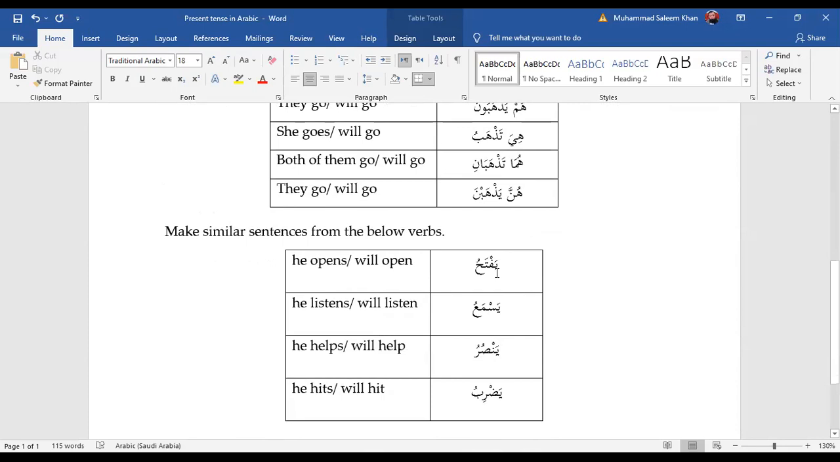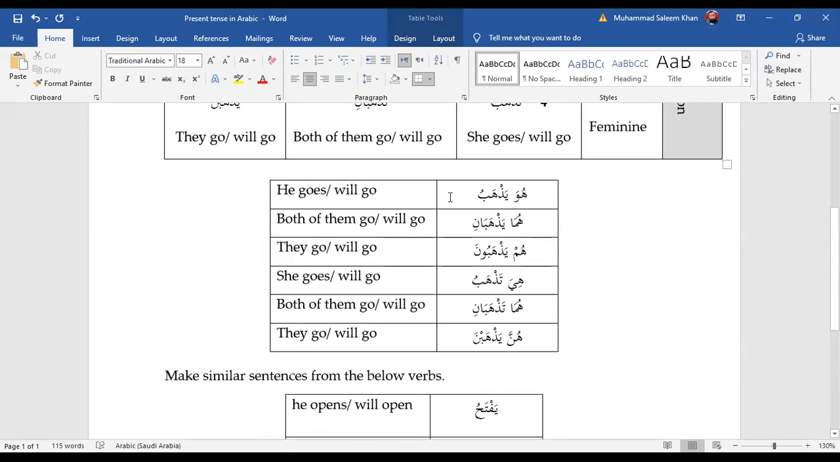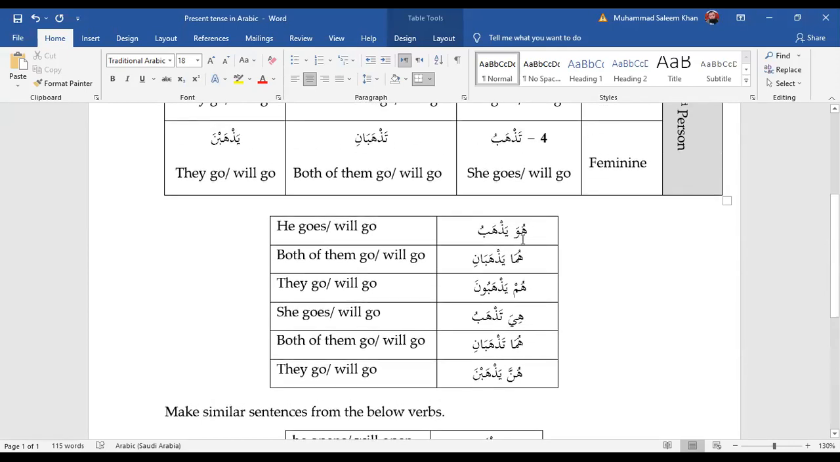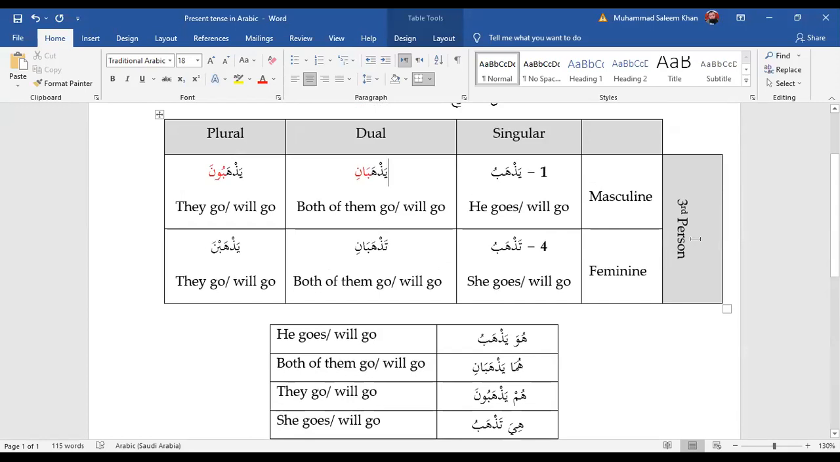Now what you have to do, yaftahu, yasma'u, yansuru, and yadribu. You have to write similar kind of sentences based on the pattern that you have seen over here. So first we will practice for the third person, then we will practice for the second person, and then we will practice for the first person. And then it will become complete 14 forms. And inshallah, once you know how to make 14 forms for one verb, you can make 14 forms for 100,000 verbs, no problem.